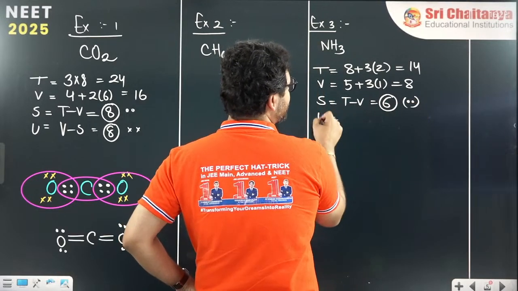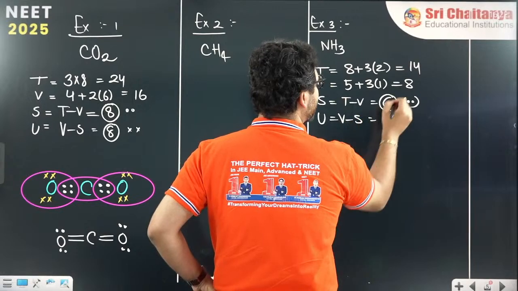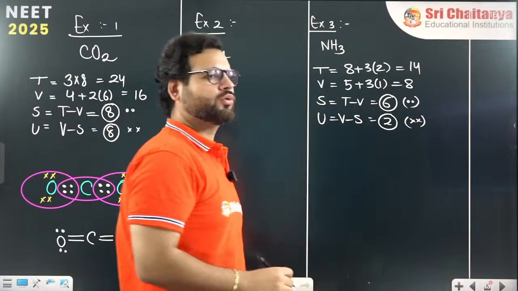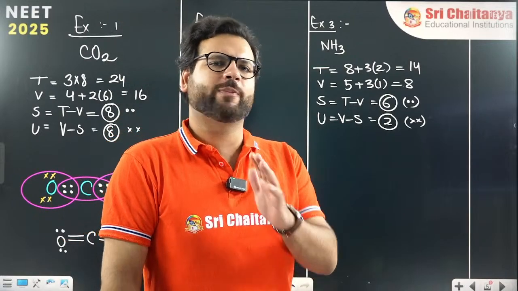And unshared is V minus S. 8 minus 6, which is 2. 2 X's will be there in this structure. Okay, so 2 unpaired electrons and 6 paired electrons.